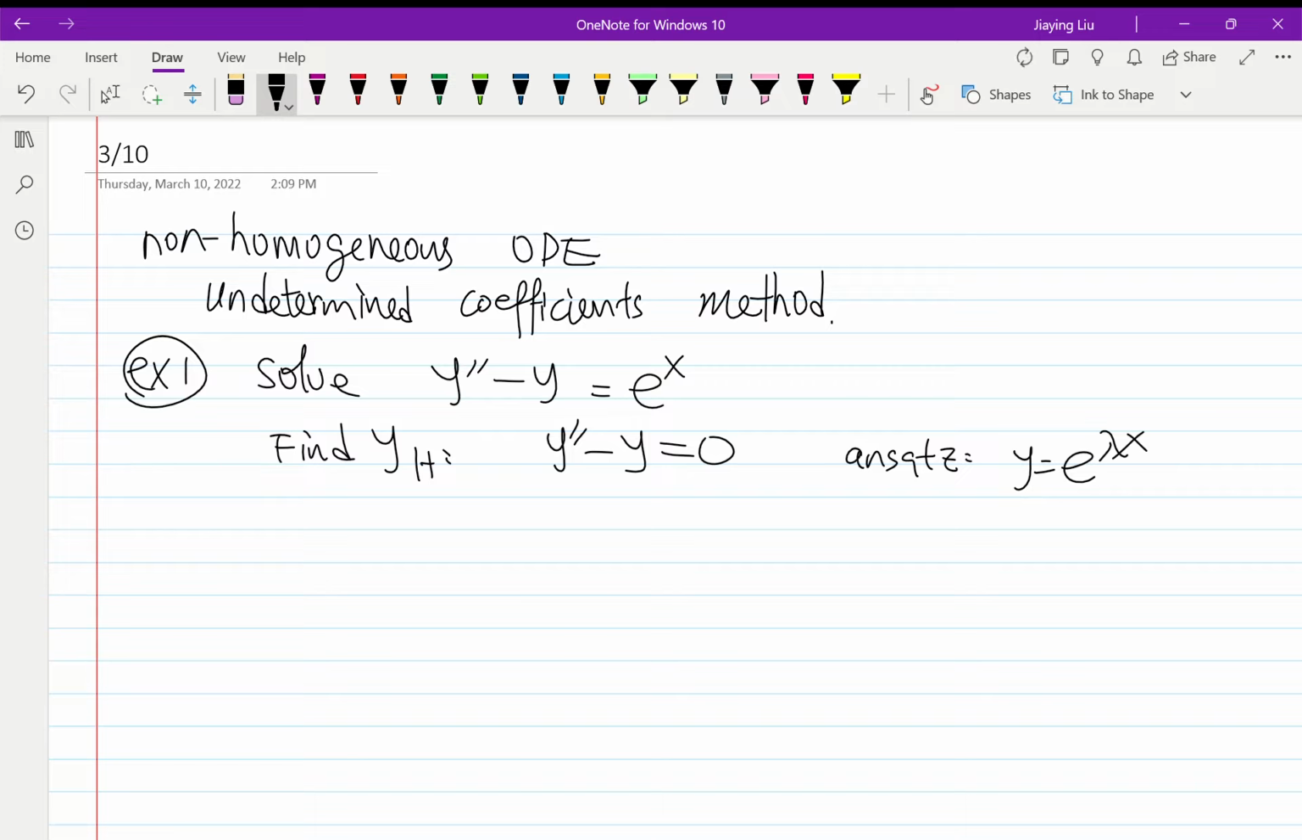Is it okay if I skip some work and just begin with the characteristic equation? If we plug in the ansatz and the derivative, we get lambda squared minus 1 equals 0. If that's not clear to you, feel free to work out the steps on your own. When we solve for lambda, we get lambda equals plus minus 1. The base solutions are going to be e to the x and e to the negative x.